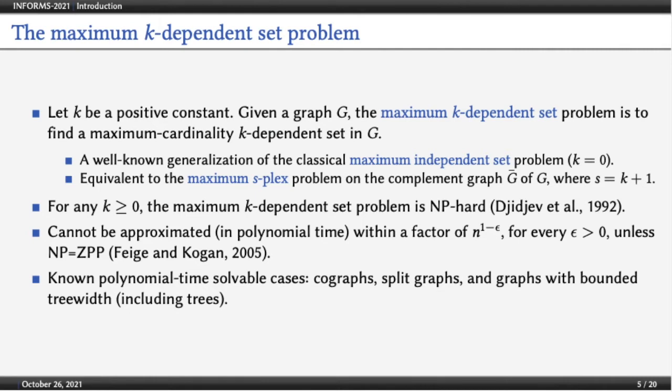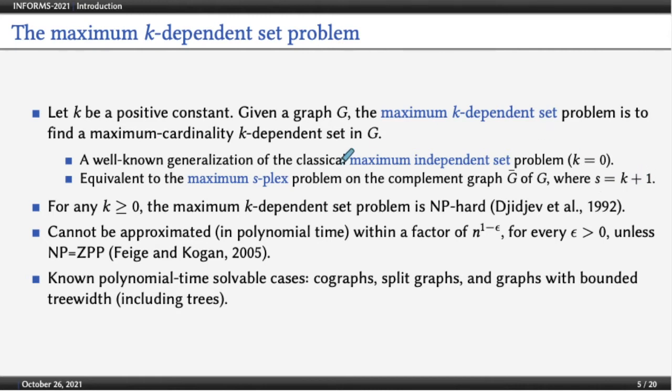In this talk, we are interested in the maximum k-dependent set problem, which is to find a maximum cardinality k-dependent set in a given graph G. This problem is closely related to some classical optimization problems in graphs. In particular, if we allowed the value of k equal to 0 in the definition of k-dependent set, then the zero-dependent set problem would be exactly the maximum independent set problem, which is to find the largest subset of pairwise non-adjacent vertices in the graph. The problem is also equivalent to the maximum s-plex problem in the complement graph G bar of G. So this is exactly the k-dependent set problem if we set s to the value of k plus 1.